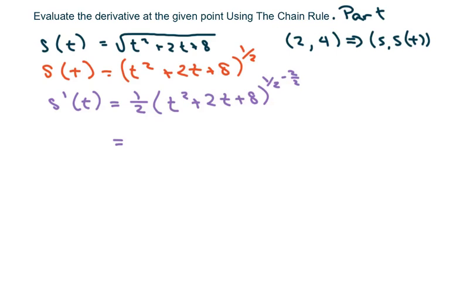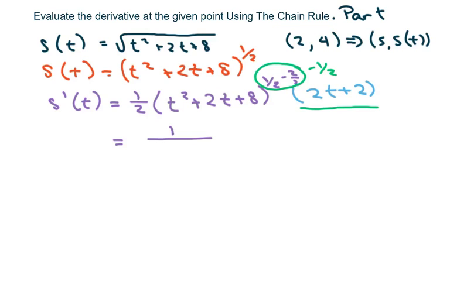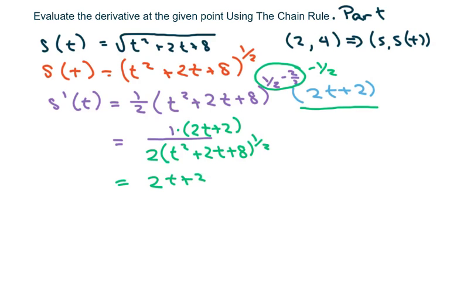Okay, and in simplifying this, I'm going to get 1 over, and then I have to multiply by the inner function's derivative, which is 2t plus 2. So this part's going to go in the numerator. This equals negative 1/2, so it's going to go in the denominator. So I'm going to write 2, and this is going to go in the denominator. This is going to be t squared plus 2t plus 8 to the 1/2, which is a square root. And then I still have this 1 times this. And if you want to make it look nicer, this would be 2t plus 2 over 2 times the square root of t squared plus 2t plus 8.